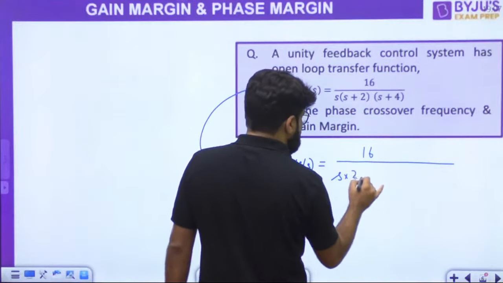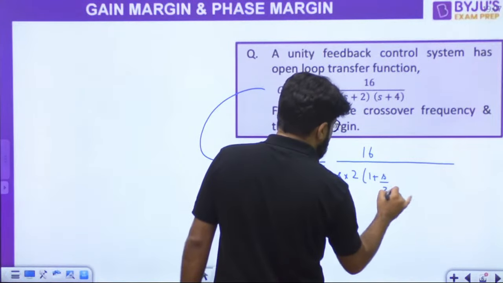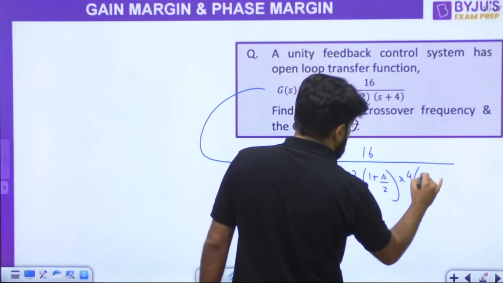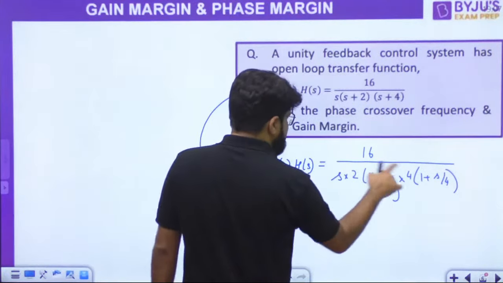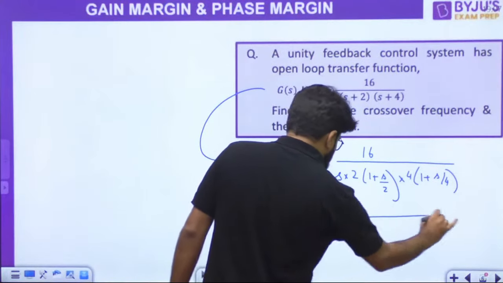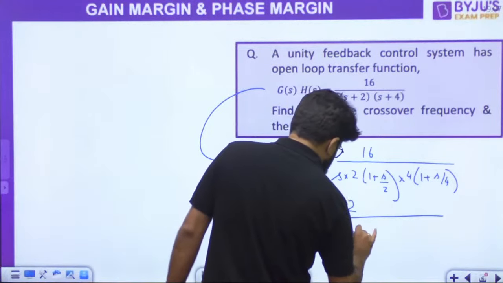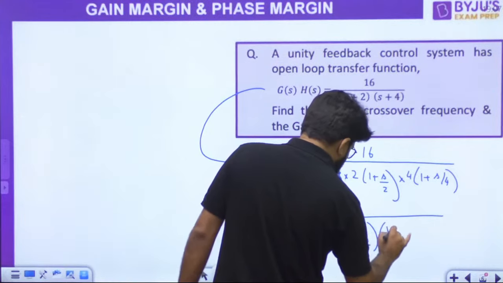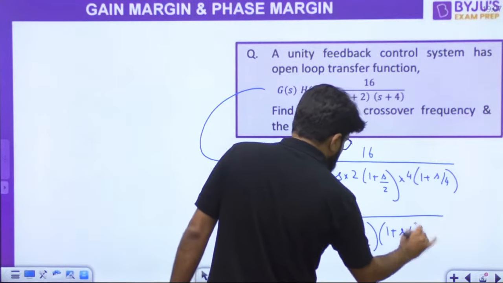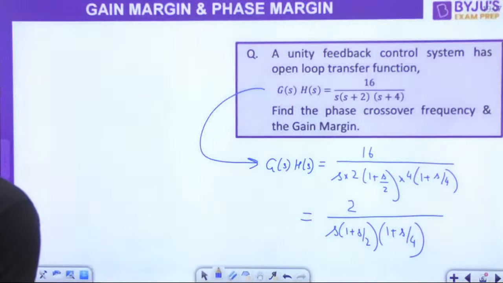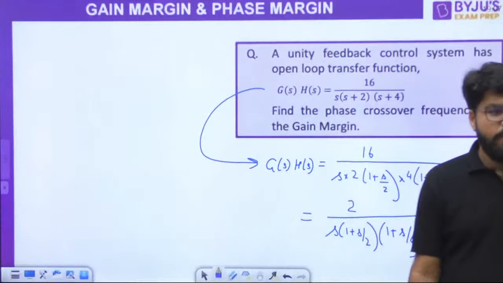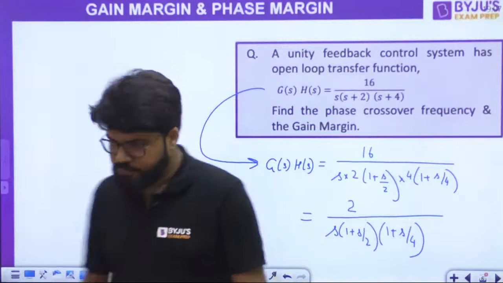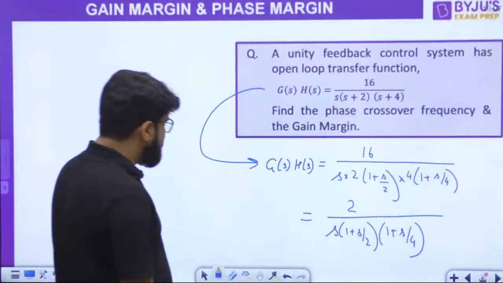Let's make it into the time constant form first of all. So we get 1 plus s by 2, and then taking the 4 common, 1 plus s by 4. I want to make it into the time constant form, and 16 by 8 is equal to 2. So G(s)H(s) is equal to 2 upon s(1+s/2)(1+s/4). Everybody okay? Now, what is the polar plot for this?